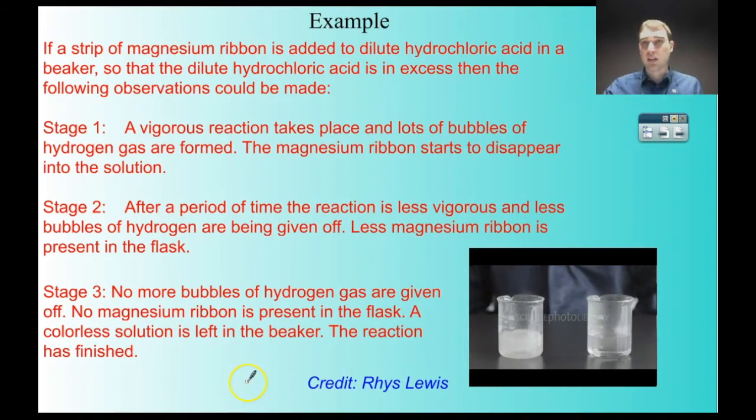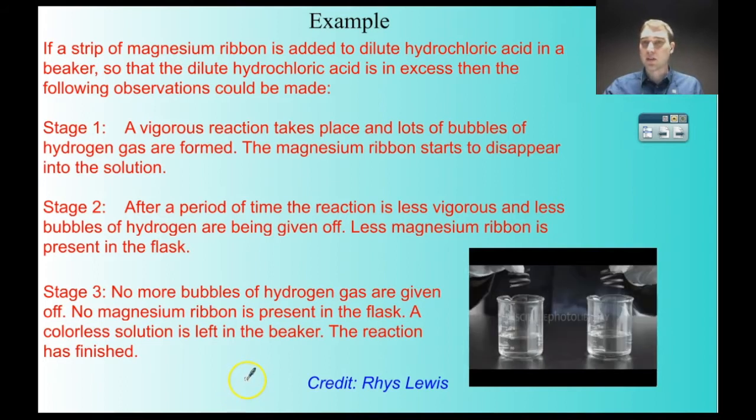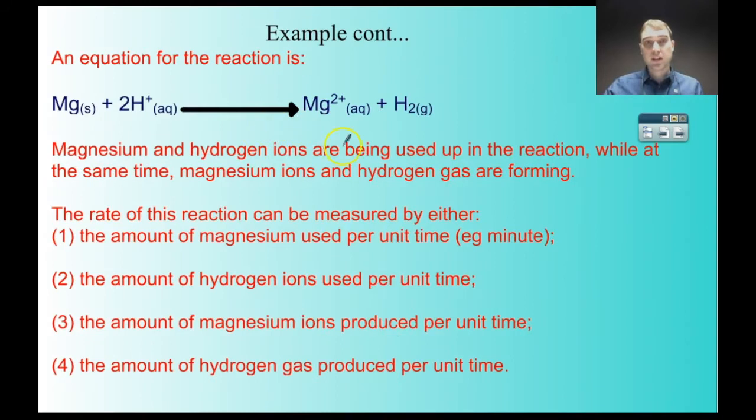Initially the reaction rate is quite high because we're getting lots of bubbling and fizzing occurring. Then over time that bubbling and fizzing reduces, so the reaction rate is dropping, and then finally the reaction stops. So here's an ionic equation for that reaction. What's happening is the solid magnesium is reacting with the hydrogen ions from the acid, producing magnesium ions and hydrogen gas. We could measure the rate of the reaction in many ways in this reaction.